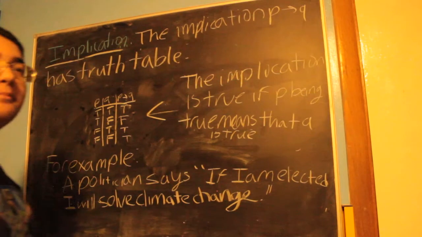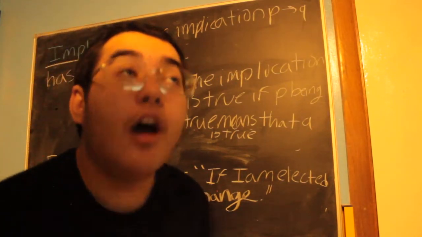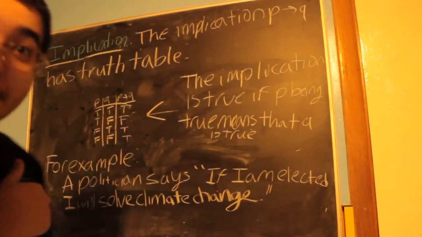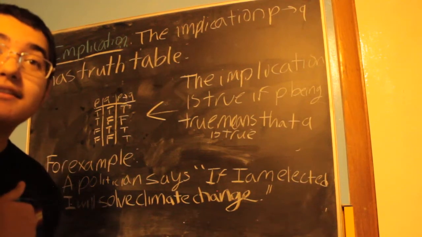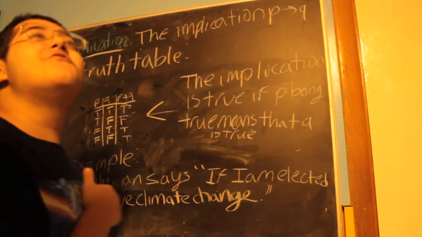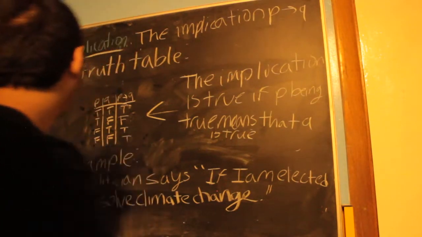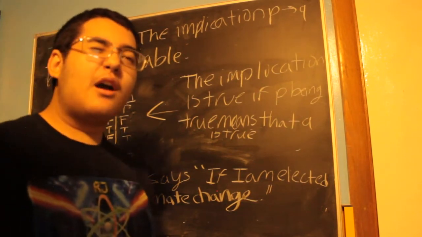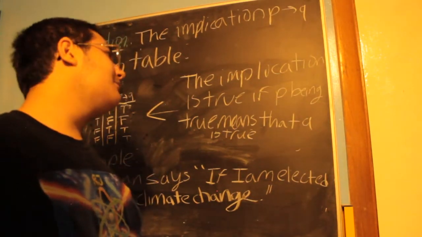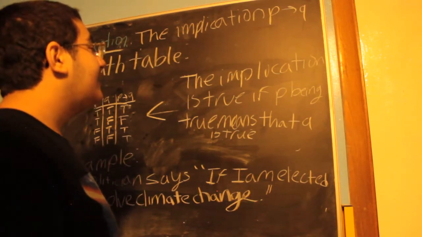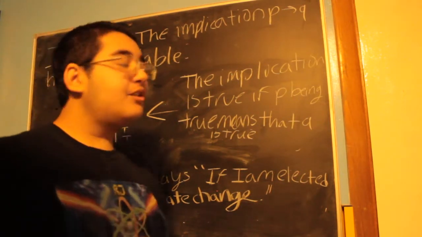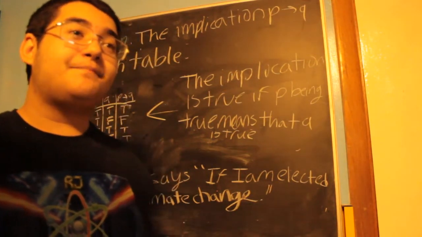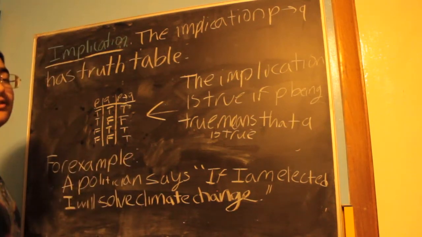Okay. But what if P is false? I can't believe it. P being false? No. Well, yeah. If P is false, then P implies Q is true. Huh? You may say, but you remember, the implication is true if P being true means that Q is true. P isn't true. So Q can be whatever it wants. P doesn't care. It's still true.